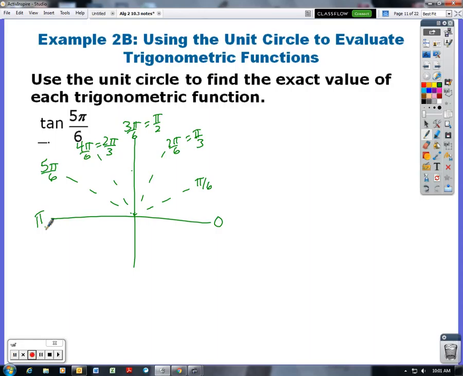So tan of 5 pi over 6, here's 5 pi over 6, and then we find its reference angle, because that's what we need to use, and that would be pi over 6.